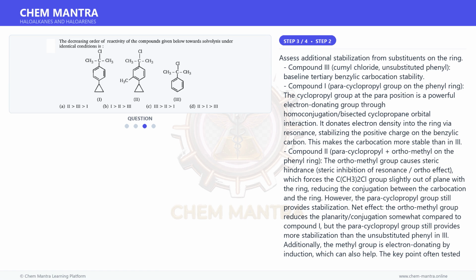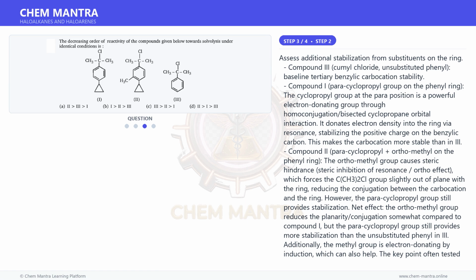Compound 2, para-cyclopropyl plus ortho-methyl on the phenyl ring. The ortho-methyl group causes steric hindrance, steric inhibition of resonance, the ortho effect, which forces the C-Cl group slightly out of plane with the ring, reducing the conjugation between the carbocation and the ring. However, the para-cyclopropyl group still provides stabilization.